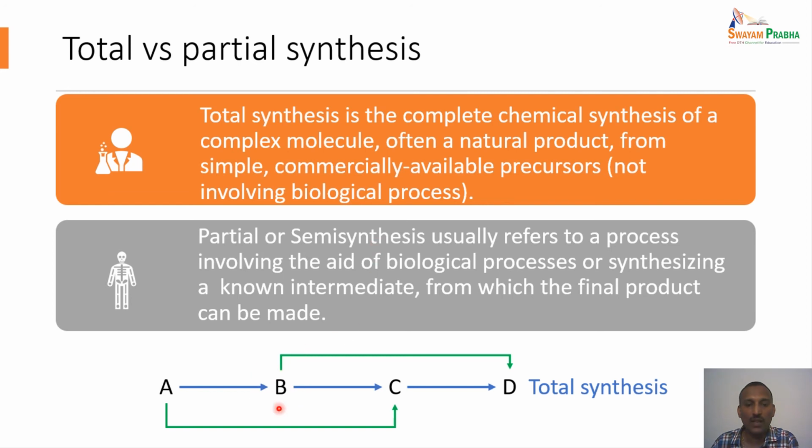In the same way, instead of starting from A, which is a very cheap or commercially available simple starting material, we are starting from some intermediate, and from this intermediate we are going to the final product. So these two are basically called partial synthesis.